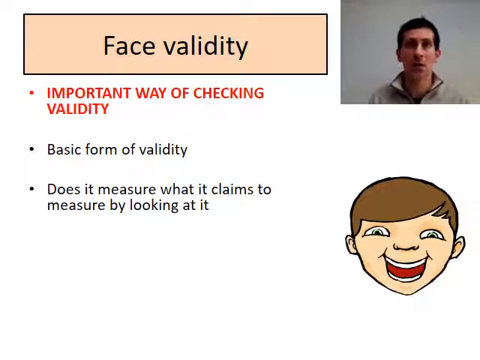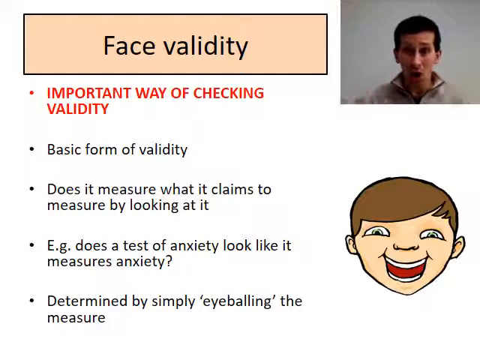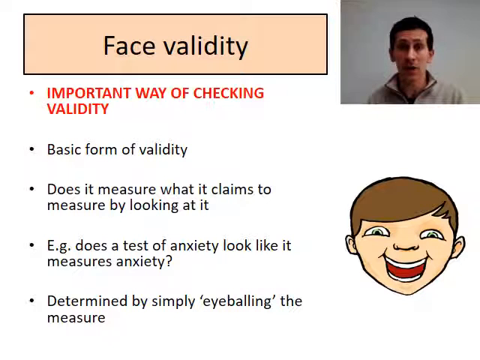So you might have a questionnaire on aggression, or you might have a test of anxiety, and you'll think, right, does this questionnaire actually measure anxiety? Does it measure aggression? And you basically do it by eyeballing it. So you'd look over it, right, do these questions actually measure anxiety? Right, do these questions actually measure aggression? That's all you're doing. You're looking at it on the face of it. So you might get a psychological expert to look at it and go, right, on the face of it, do these questions actually measure anxiety? And that is what face validity is. It's a very, very basic form of checking whether something is valid or not.